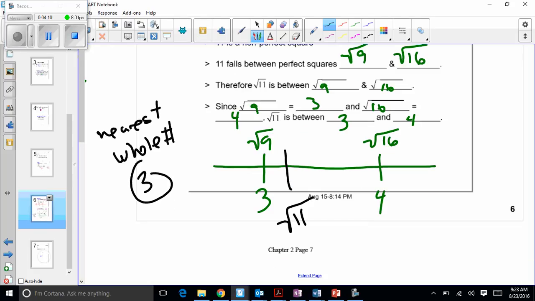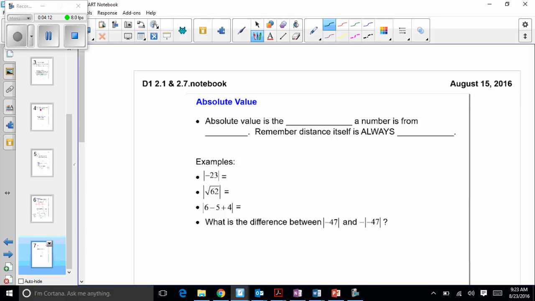All right, moving on to our next slide. Absolute value. Hope that this is a review for you. Absolute value is the distance a number is from 0. Remember, distance itself is always positive.